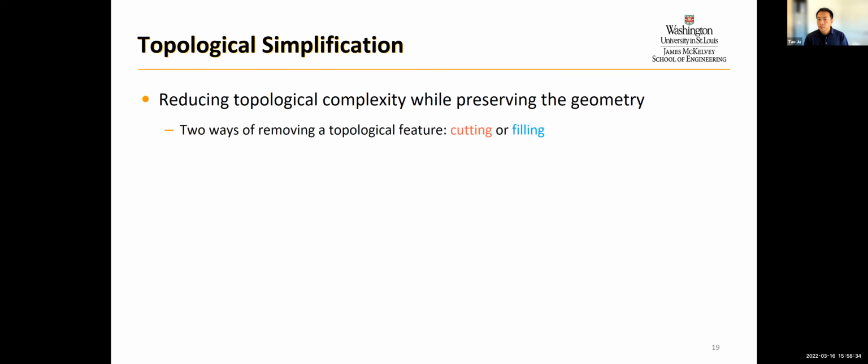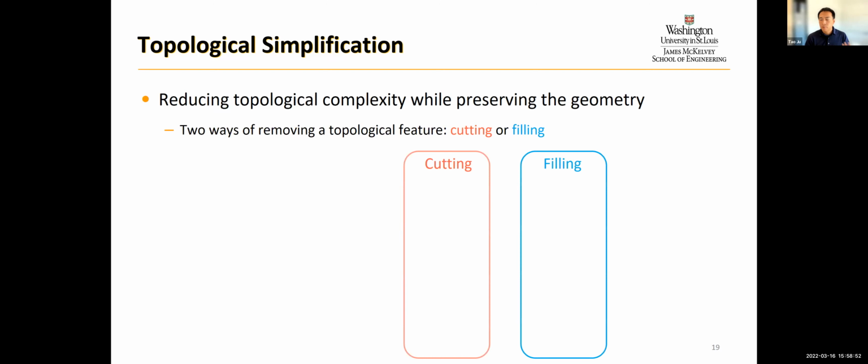So how do we remove a topological feature? There are actually two ways of removing a topological feature. One is adding stuff into the object, which I call filling. The other one is a complementary action, which is taking away stuff from the object, which I call cutting. So I'm going to show you a very simple toy example to explain what is cutting and what is filling, and that will help you understand how topological simplification operates.